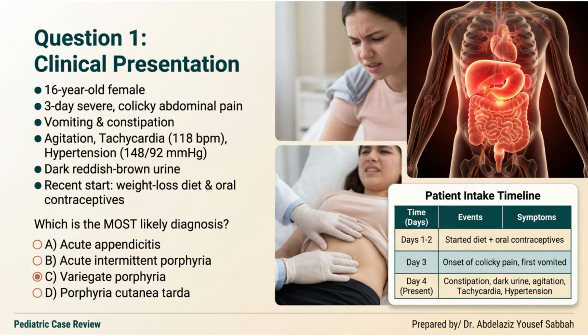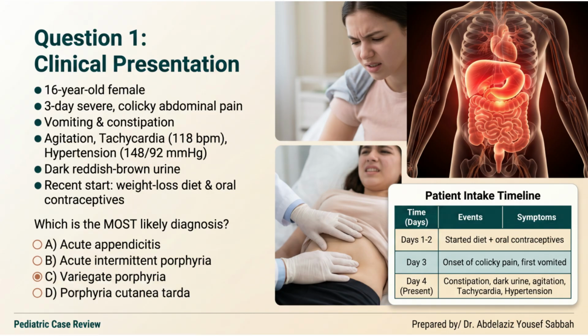Question 1. A 16-year-old female presents with a 3-day history of severe colicky abdominal pain, along with vomiting and constipation. She is agitated with a heart rate of 118 beats per minute and a blood pressure of 148/92 millimeters of mercury. Her urine is dark reddish-brown. Importantly, she recently started both a weight loss diet and oral contraceptives. Which is the most likely diagnosis?